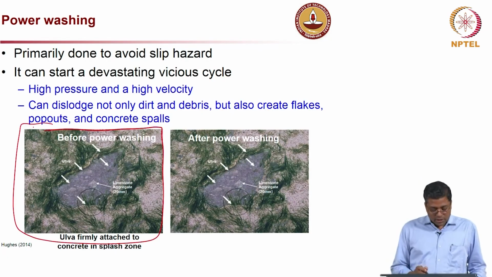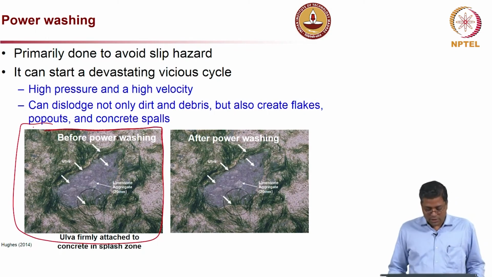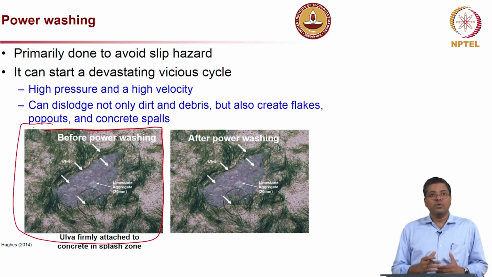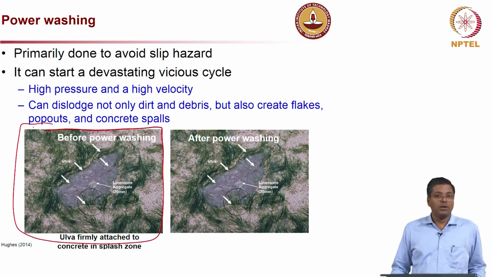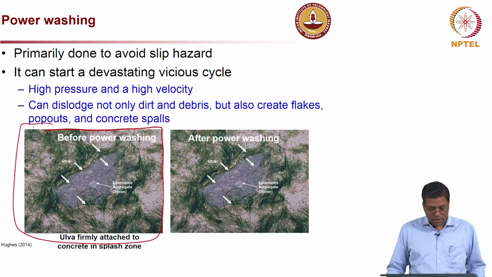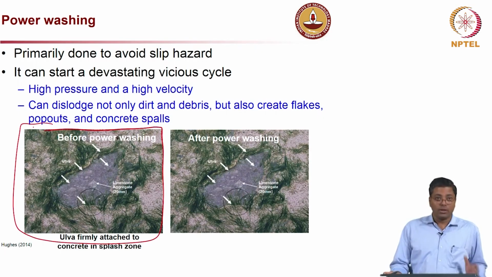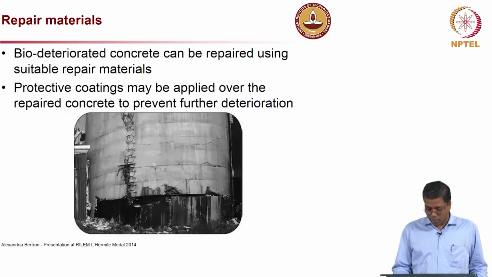Power washing is primarily done to avoid slip hazard, and it can start a devastating vicious cycle, because if you go for very high pressure and high velocity, it may dislodge the aggregate particles or the cement particles near the surface also. So, you have to think about what pressure we need to use. An optimal pressure is very important to decide before we go for power washing.